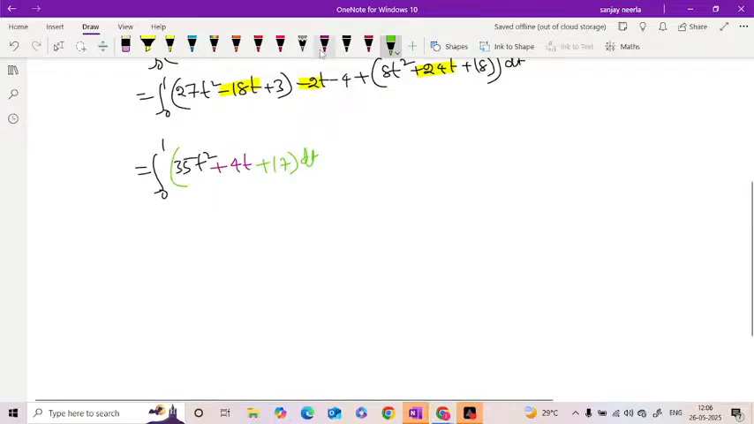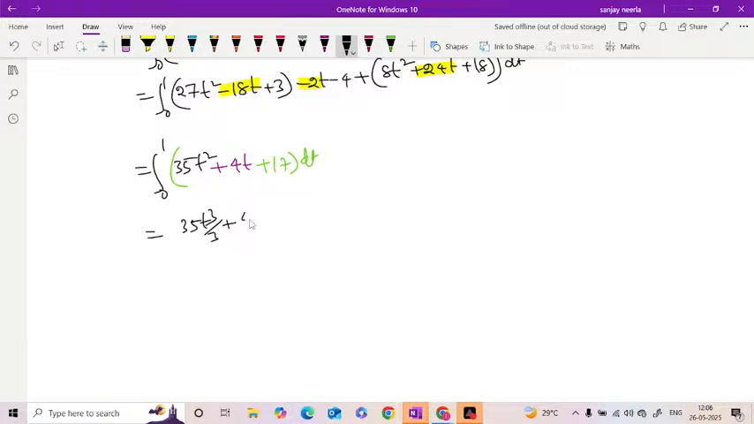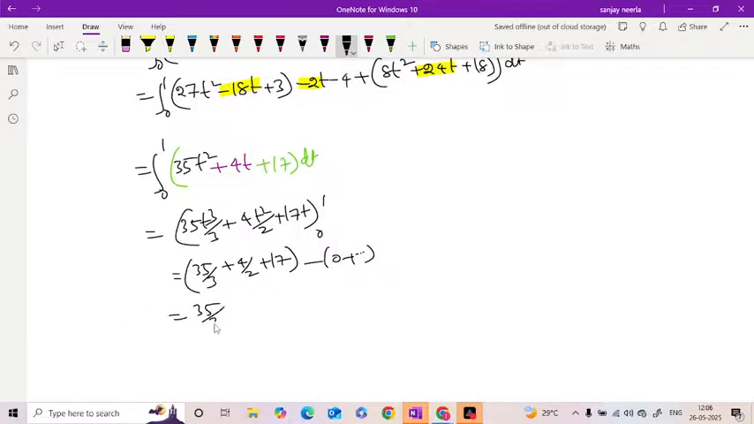is the result. Now after doing the normal integration, we get t cube by 3 and 4t square by 2 plus 17t, limits 0 to 1. Upper limit is 1, lower limit is 0, directly now we will write 35 by 3 and 4 by 2 plus 17 minus entirely 0. Now after doing the normal, 35 by 3 plus 2 plus 17, that means 35 by 3 plus 19. What is the result?